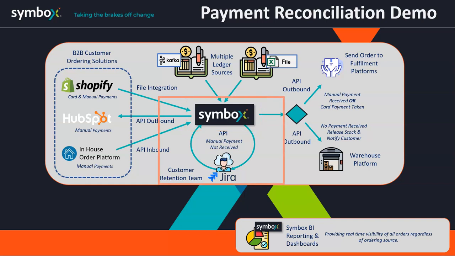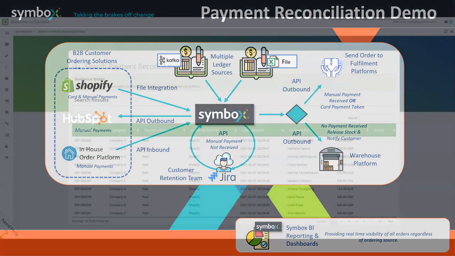For orders which can't be automatically matched to payments, Symbox will expose these via the front end, allowing manual reconciliation of a payment. And if they still can't be matched, an API will be sent out to Jira to the customer retention team. If payment is still not received, an API will be sent out to the warehouse platform, releasing the stock. If payment is received, the API will be sent out to the fulfillment platform. So let's take a look at this in action.